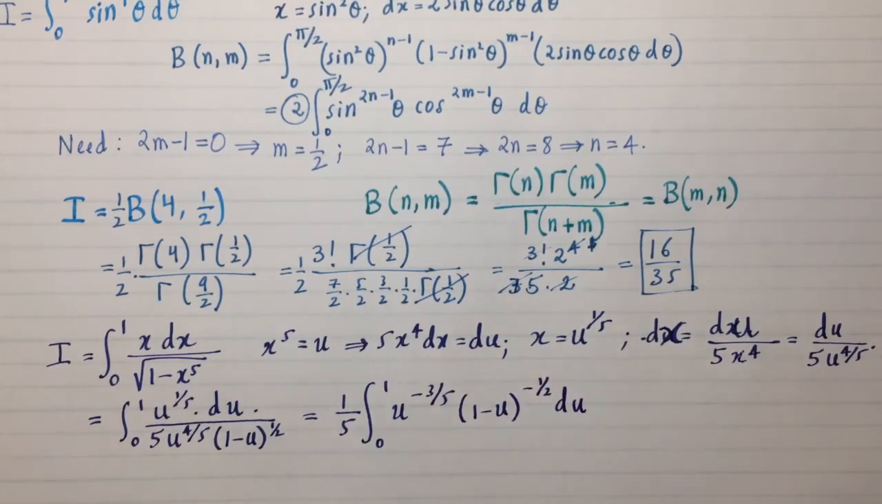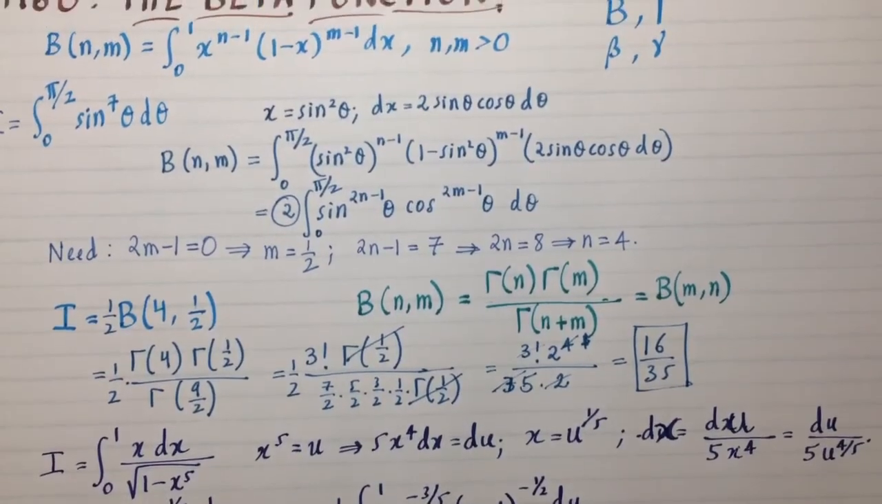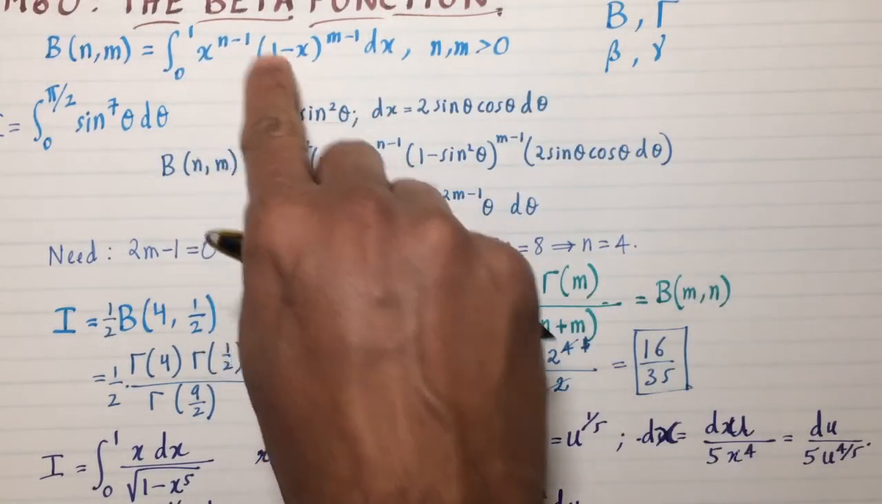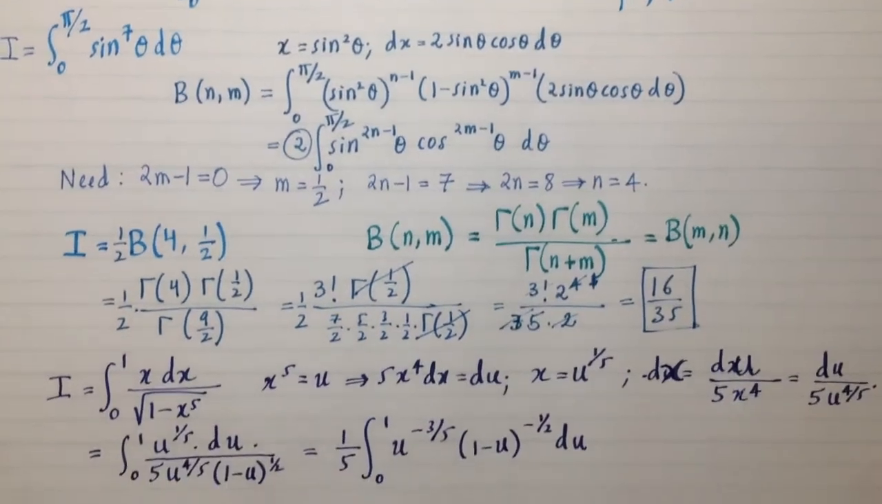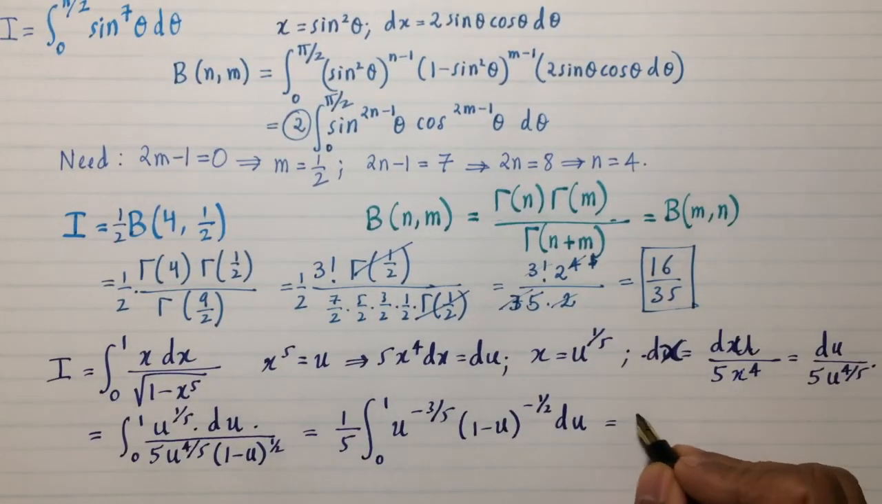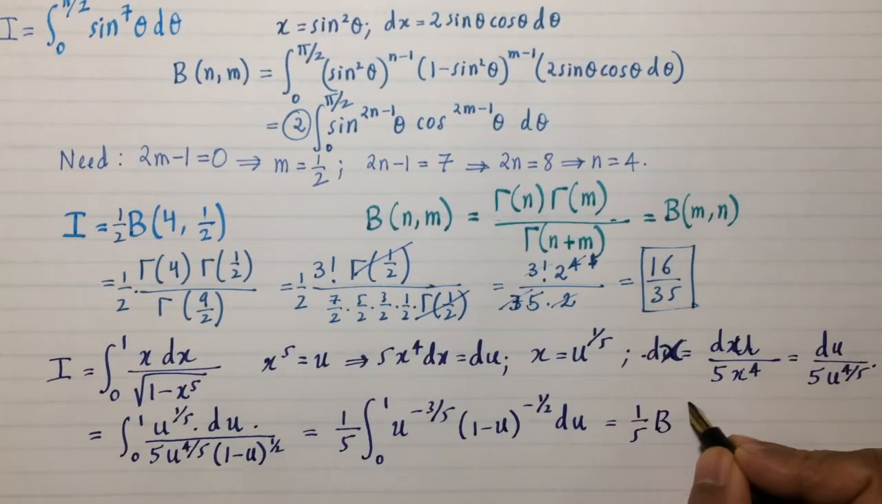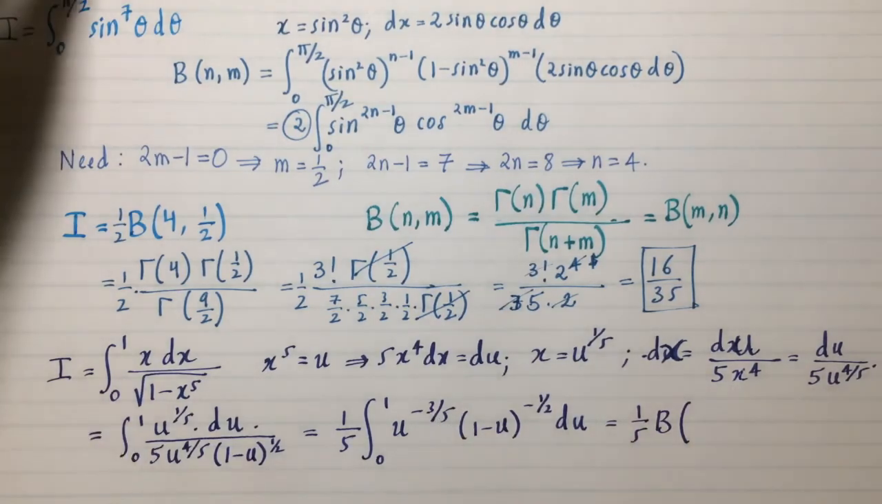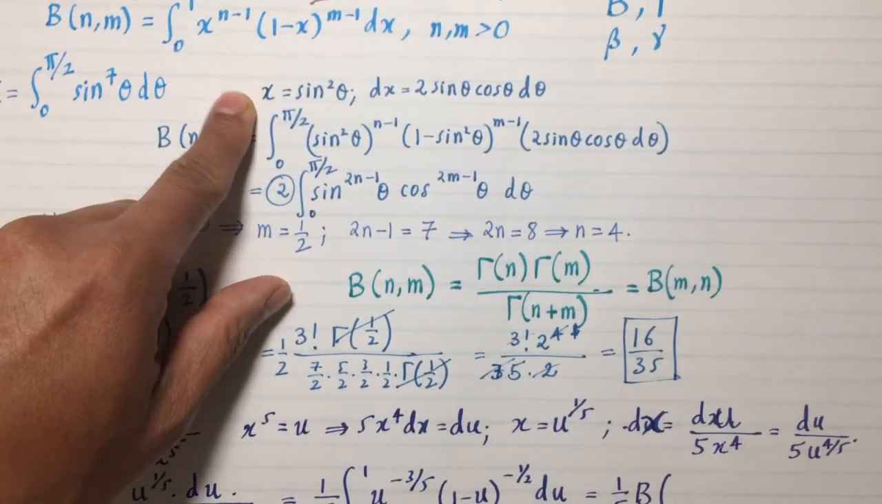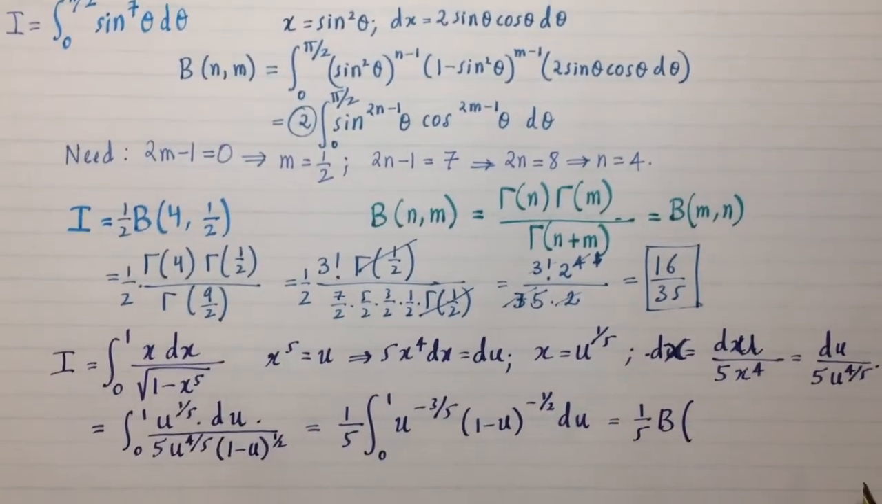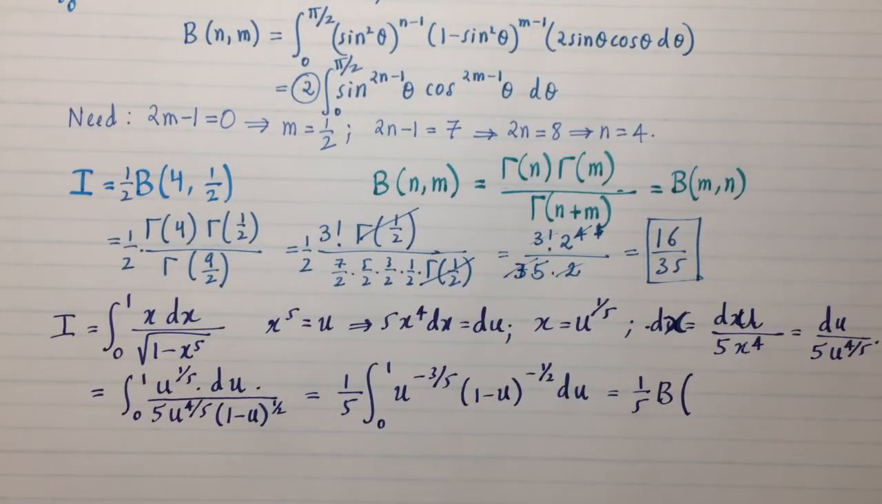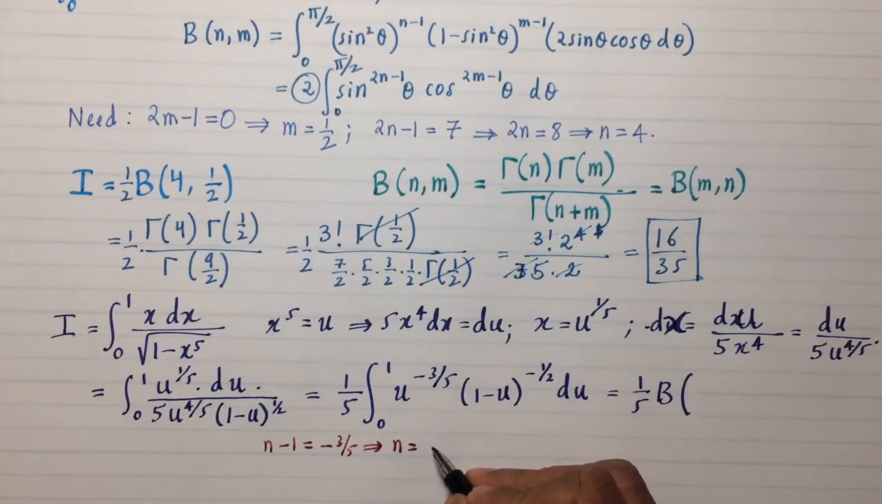It's our friendly neighborhood beta function, because if you look at the basic definition of the beta function, it's got x to some power and 1 minus x to some other power. So this is just 1/5 beta of... remember the original beta function is n minus 1. So the trickiest part of beta functions is to figure out what this n is. So n minus 1 is negative 3/5, which means that n must be 1 plus negative 3/5, or 2/5.